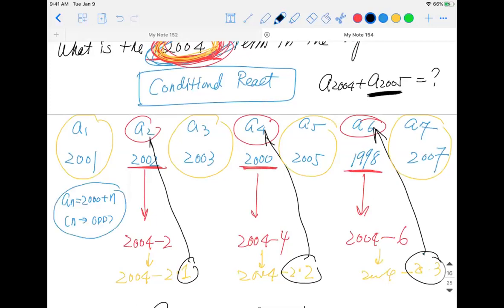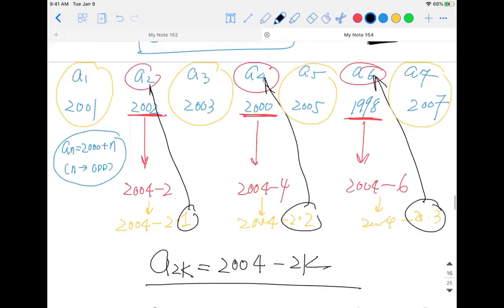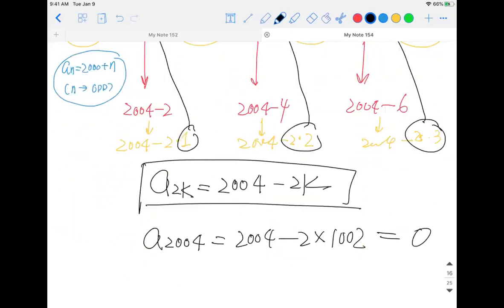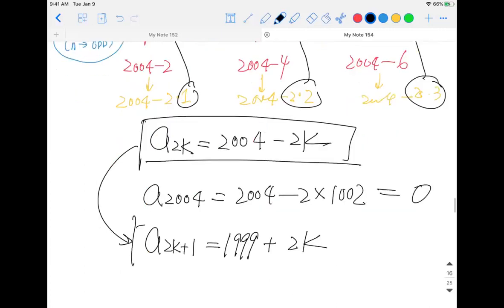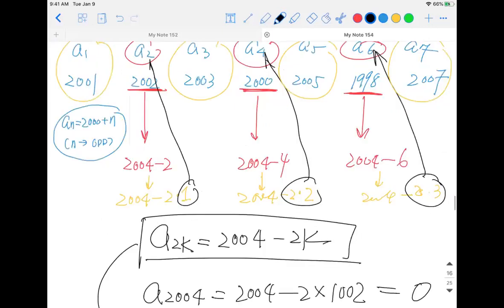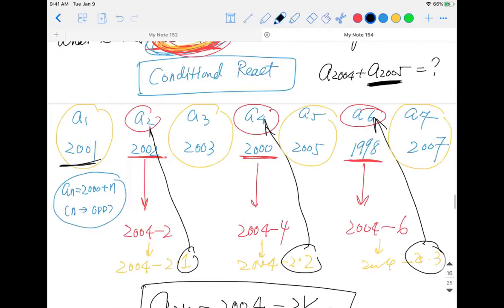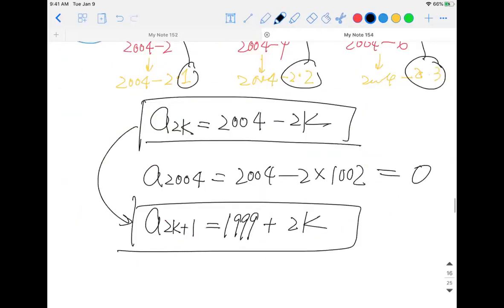Same thing applies. You can do something even more similar. You see, we already have this 2k thing, right? I'm going to construct something quite similar. A2k plus 1 will be 1999 plus 2k. Is that right? 1999 plus 2k. This is going to be the odd term, right? This is quite understandable. So if the question asks you A2004 plus A2005, you just plug in the value for this, plug in the value for this, and you'll be able to figure out what it is, right?